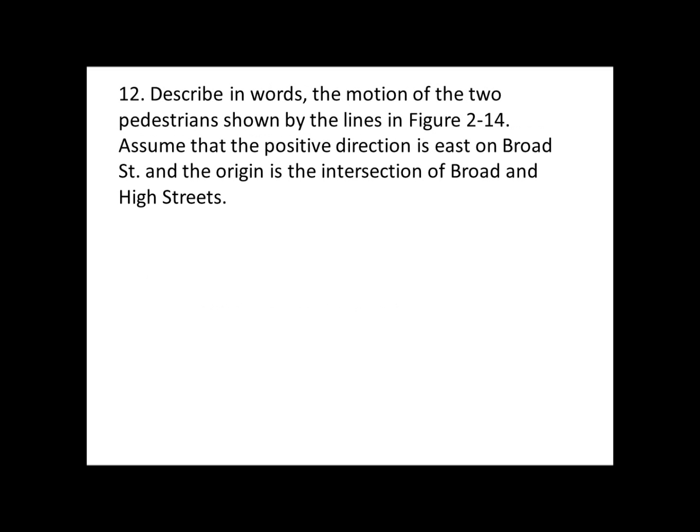Alright, let's move along. Number 12, describe in words the motion of the two pedestrians shown by the lines in figure 2.14. Assume that the positive direction is east on Broad Street and the origin is the intersection of Broad and High Streets. Again, you should be looking at this figure so that you know what I worked off of in order to answer this question.